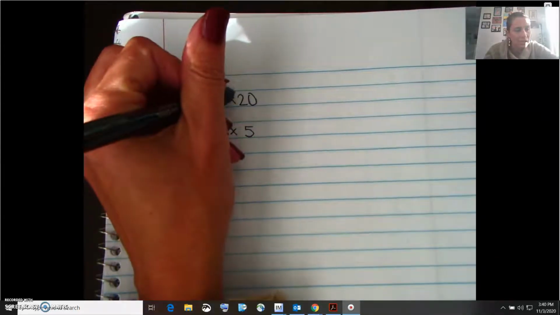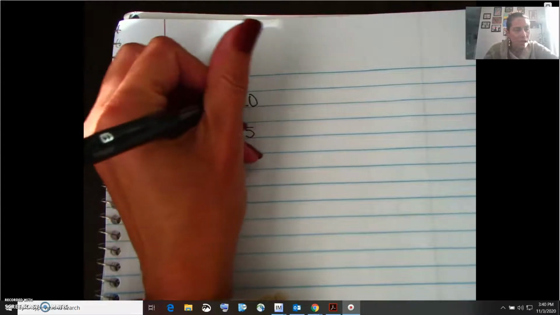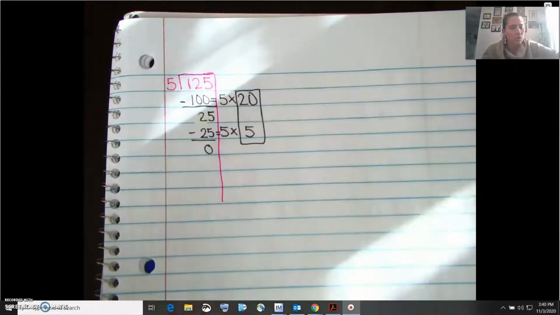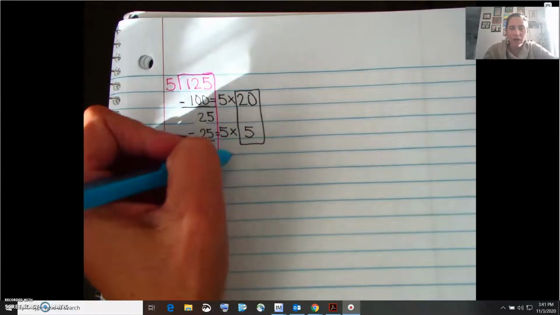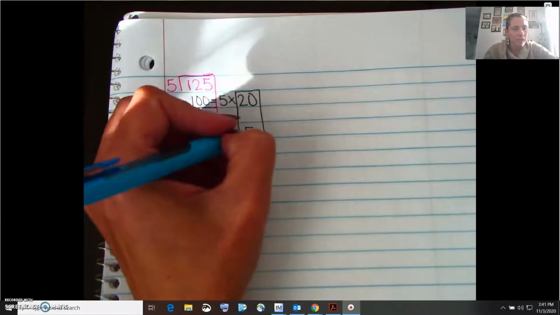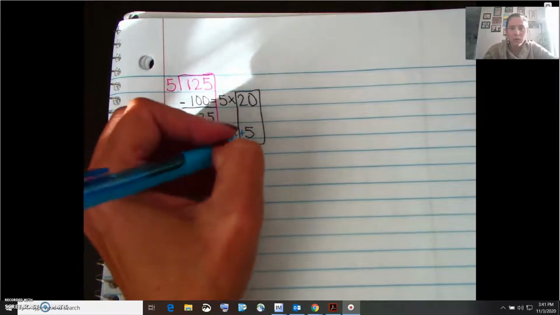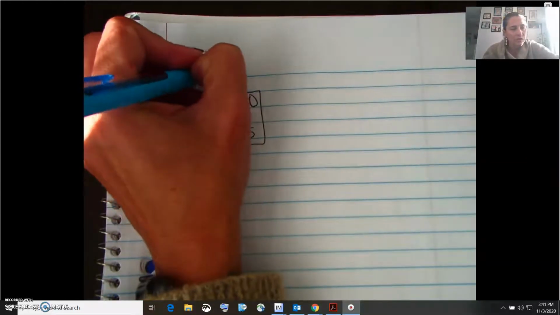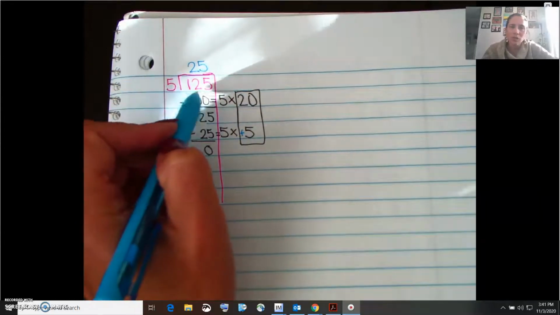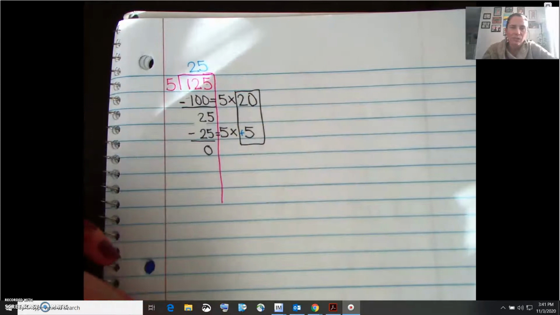How many groups did I take out? The first time, I took out 20 groups. The second time, I took out 5 groups of 5. So when we add those, 20 plus 5 is 25 groups. So that means 125 divided by 5 gives me 25 groups.